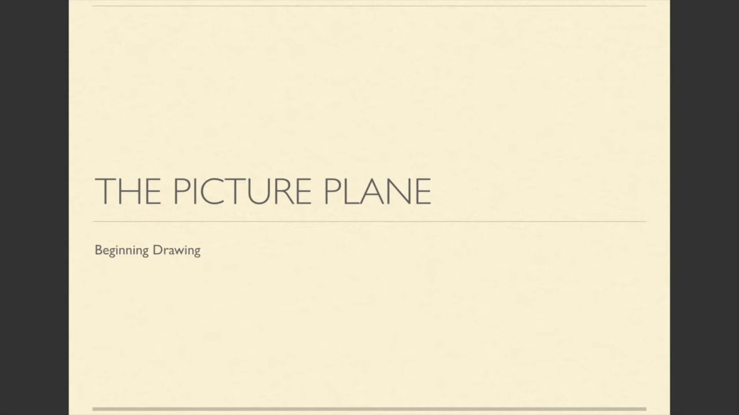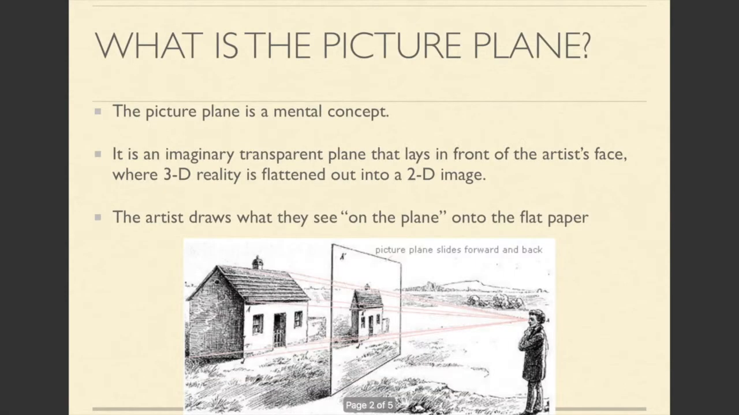Hello class, so we're going to talk about the picture plane. And the picture plane is a mental concept that's going to help you understand how to draw observationally. Okay, it's an underlying assumption in observational drawing. And basically it's this imaginary transparent plane, like a window, that lays in front of the artist's face.